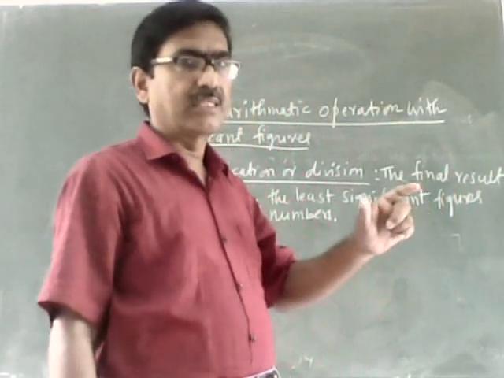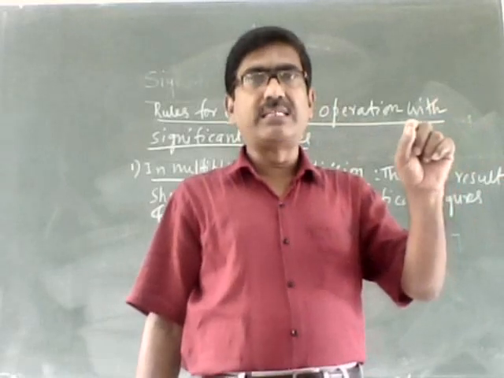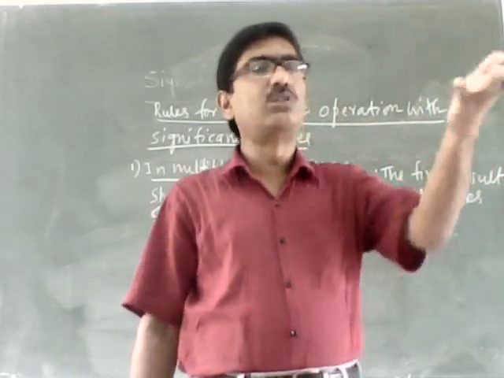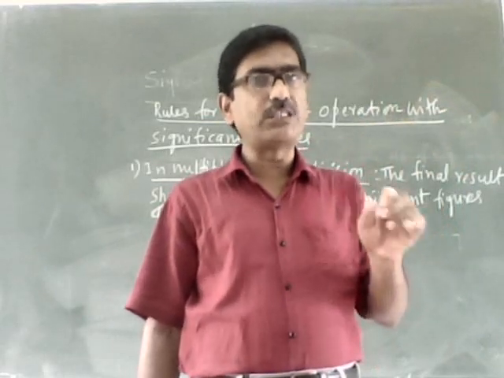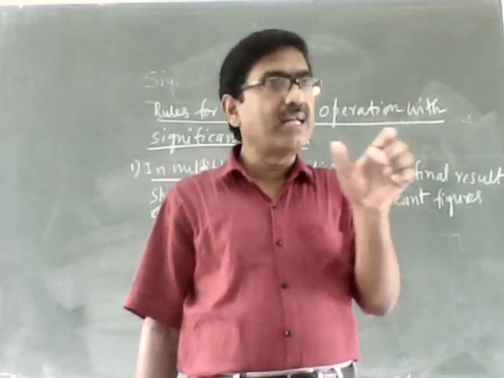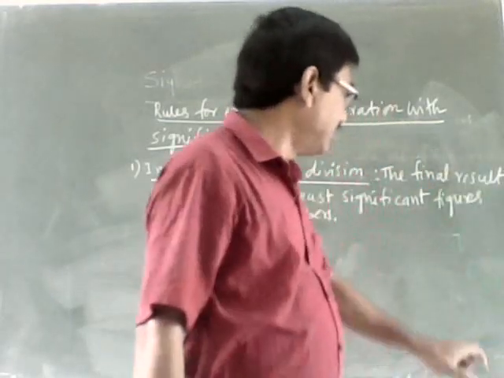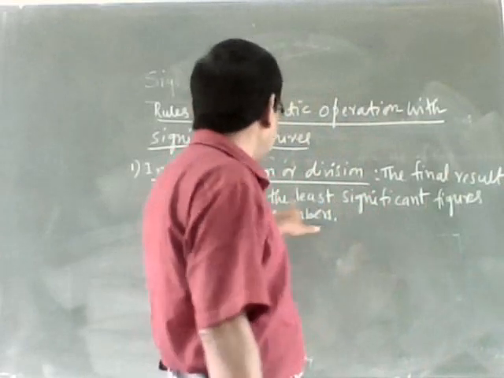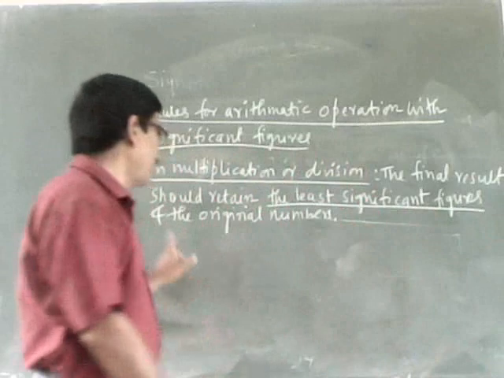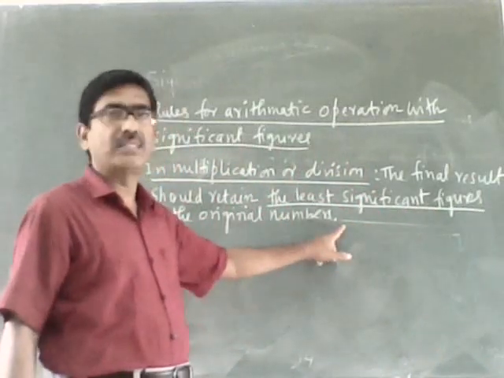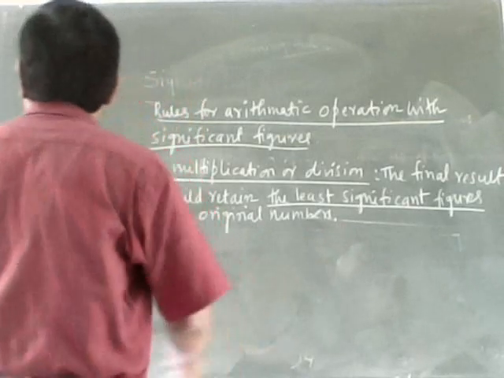In the case of multiplication and division, suppose the value of x is given and the value of y is given, and it is asked to calculate x into y or x divided by y. Then in that case you have to see the final result first. The final result should retain the least significant figures of the original number.